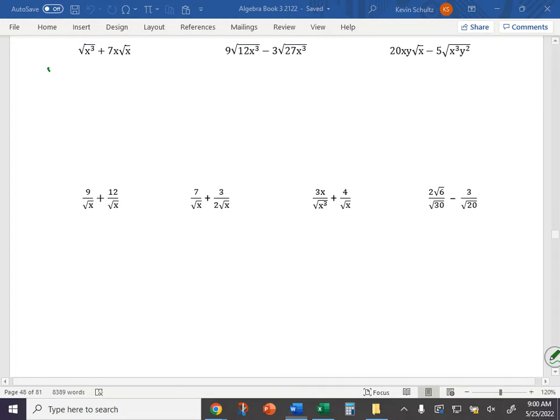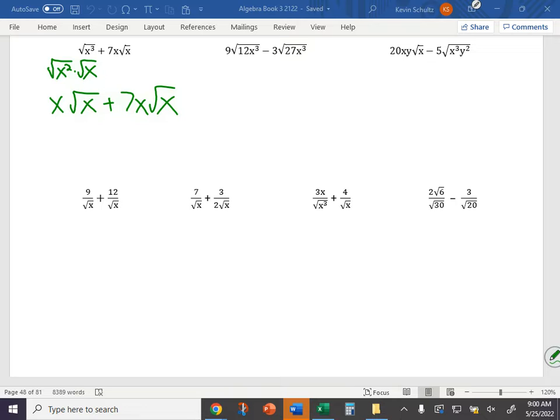The reason for that is because we can take out that perfect square factor, that x squared, which becomes an x, and then we have the root x that tags along. And we're adding to that 7x root x, which we can't simplify. We can't do anything with. But can we combine those terms? Yes, we can, because they both have a root x.